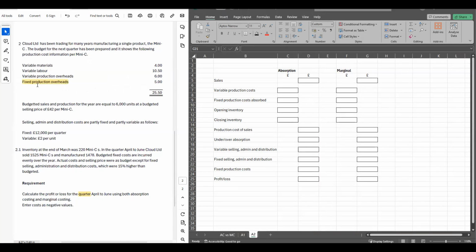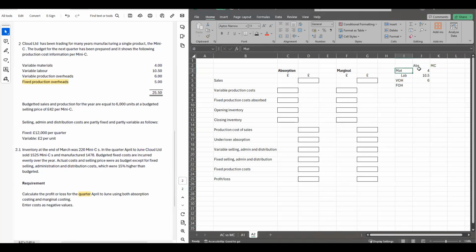We've actually been provided with the fixed production overheads that have been absorbed to the per unit cost. So in terms of our working one, our absorption costing per unit compared to our marginal cost per unit, when we collate our materials, our labor, and our variable overheads, we've already got our fixed overheads. So in this instance, it's £4, £10.50, and £6.